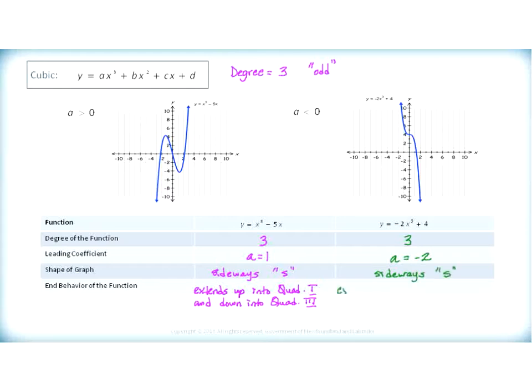And to describe the end behavior of the function, it extends up into quadrant 2 and down into quadrant 4. This will always be the case for any function that has a negative leading coefficient. The graph will always extend into quadrant 4. I find that that's an easy way to remember it. If a is greater than 0, you are in quadrant 1. If a is less than 0, you will be in quadrant 4.